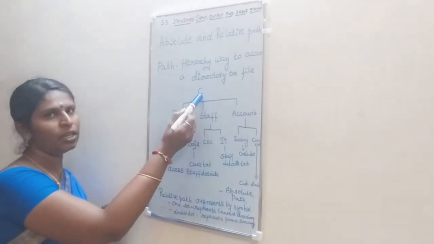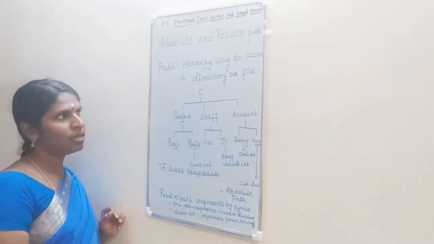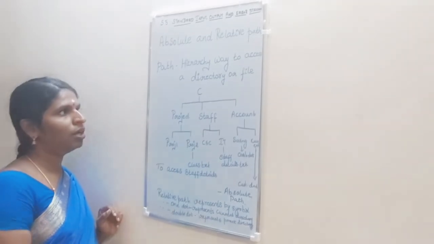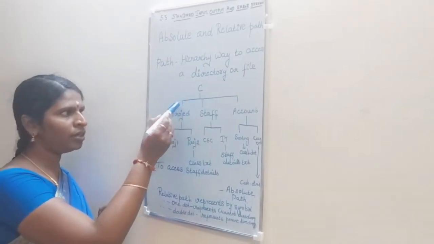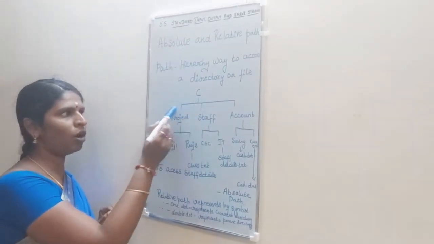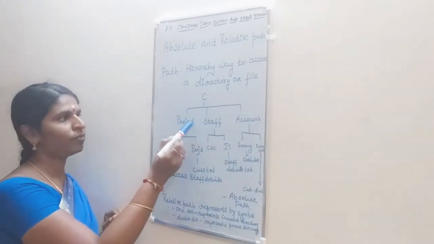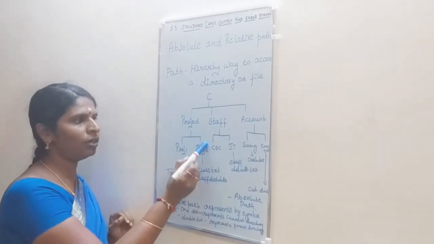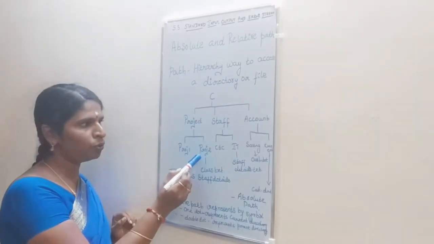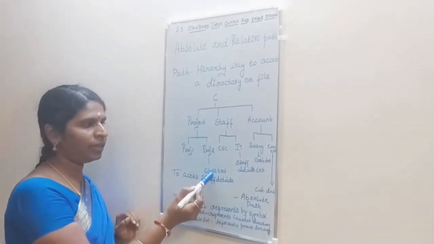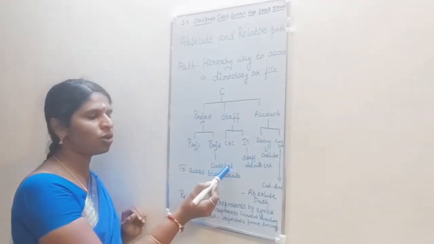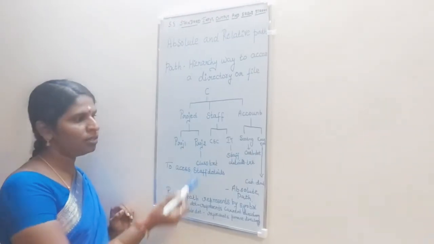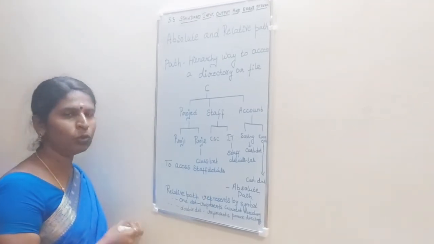C is my root directory. C is a drive. Through C, I am entering a directory called project. Through project, I am entering a subdirectory called project2. Through project2, I can access the class.txt file. This is called absolute path.